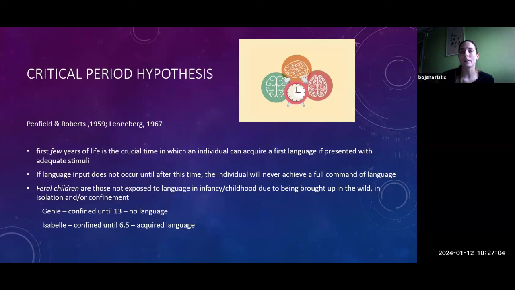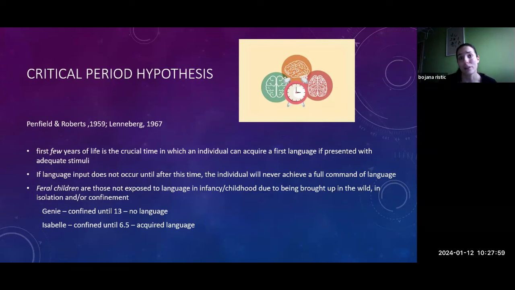The most well-known case is the girl called Genie, who was kept in confinement by her parents in a room from birth until she was 13. When she was found, she didn't have many cognitive impairments, she was cognitively okay, but even after 7 years of specialized training, she was never able to acquire language. The other case is a girl, Isabel, who was confined until she was 6 and a half. At that age she started learning language and managed to master it completely. This is why people believe that the critical period probably ends somewhere around the age of 7 or so. It doesn't stop abruptly, but it significantly decreases, right?